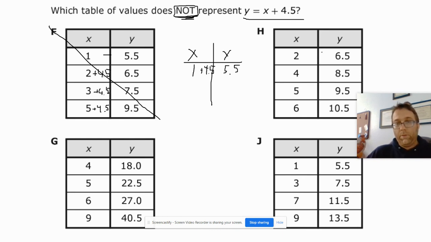Let's skip ahead to G. G, if I plug in 4, 4 plus 4.5 is not 18. That's the wrong one. 5 plus 4.5 is not 22.5. These are not following the rule. Therefore, this table does not represent this rule. Now, in your cases, you need to check all your answer choices to make sure that's the only one that doesn't fit. But in this case, I'll tell you G is the correct answer.